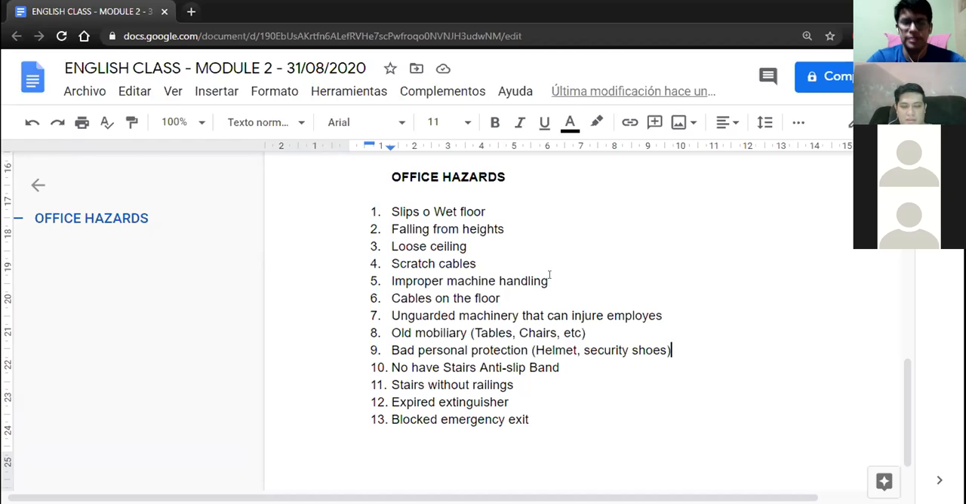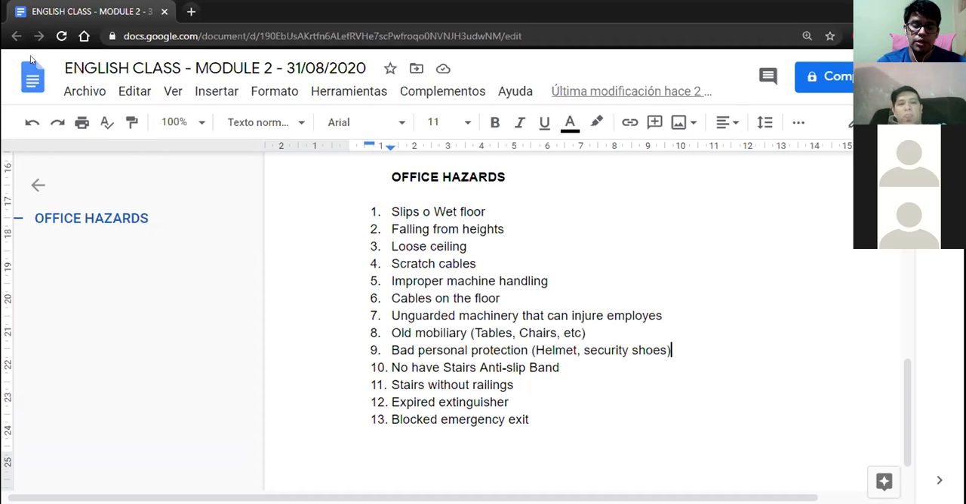And continue, please. And the expired fire extinguisher. That's another point. And the last one is a blocked emergency exit. Maybe the employees put chairs or tables in front of the doors to the emergency exit, which is very dangerous, right?